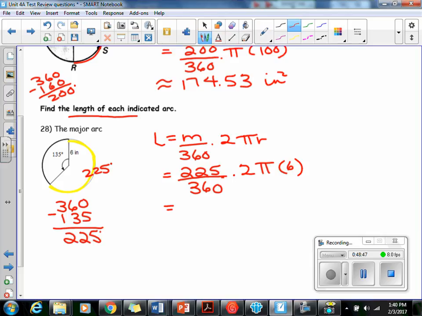Okay, what do I do now? You multiply 225 times 2 times pi times 6. Okay, so if I multiply straight across, 225 times 2 times pi times 6, and then divide by 360, what do you get?